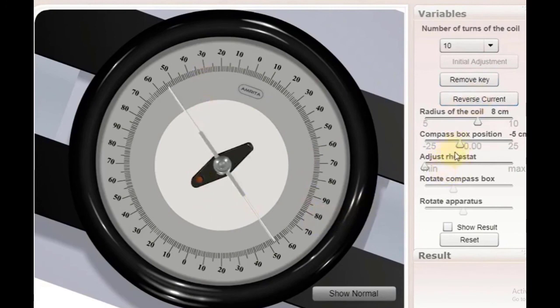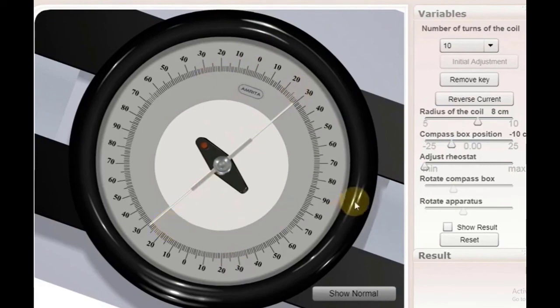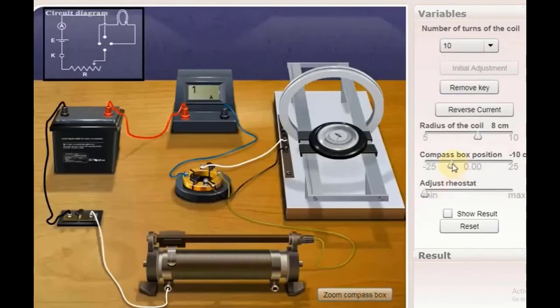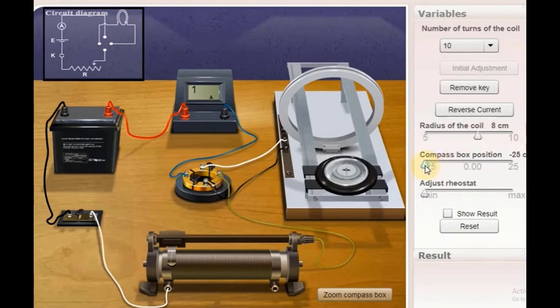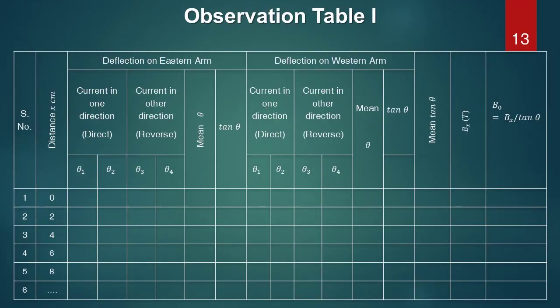Then again, you move it to -10. You can see the deflection in your needle. So this is -10. Note down these angles. Then reverse your current. Again note down these angles. Right? So like this you have to repeat up to 25. So we can also say that we are moving from left side and right side of the coil, or we can also talk about east and west directions. So once you are done, you have taken all the readings for all the positions on both sides, you will have to write in observation table and prepare a graph as given in the next slides.